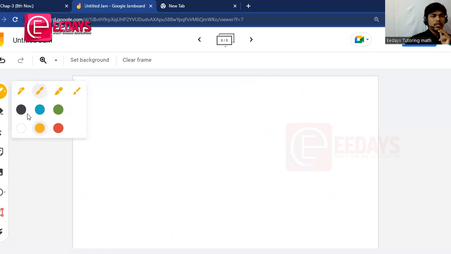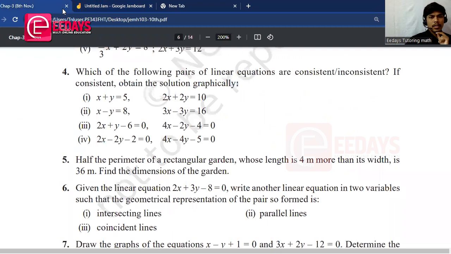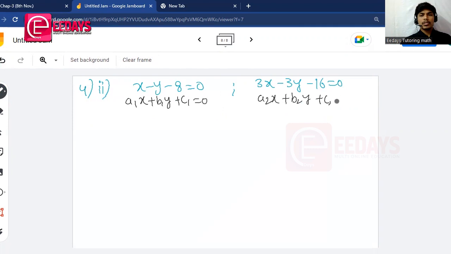Second question. x minus y is equal to 8. Transferring 8 to the other side, it becomes x minus y minus 8 is equal to 0. I'm directly transferring the 8 to the other side. 3x minus 3y is equal to 16. Let's transfer 16 to the other side, so it becomes 3x minus 3y minus 16 is equal to 0. Now compare with a1x plus b1y plus c1 is equal to 0 and a2x plus b2y plus c2 is equal to 0.